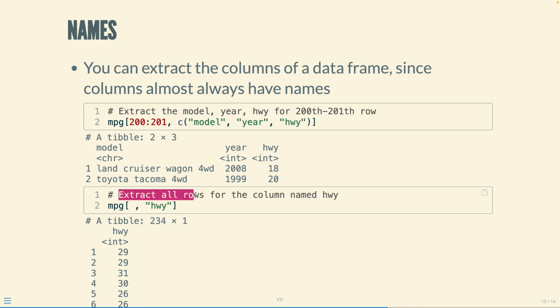And if we wanted to extract all the rows for the column named highway, which is just telling us what the highway mileage is for the cars, then we could have done that as well. Here is the command for that. We leave the blank space because we want all of the rows, and we are also using the name. So it's building on what you have learned. And notice that obviously this doesn't fit into my slides here, but because we are extracting all rows, this is going to have 234 rows along with just 1 column, which is highway mileage.